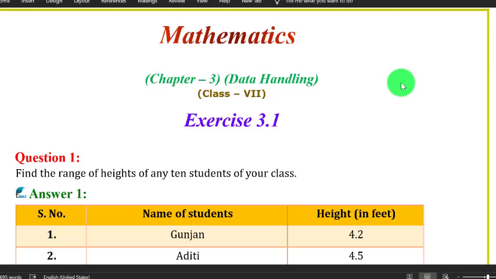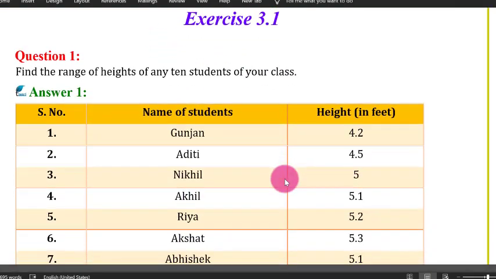In this session, we can discuss data handling, chapter number 3, exercise 3.1. First question: find the range of heights of any 10 students of your class. So here, the given data is the name of the students and height. We have to take any 10 students' heights and find the range.